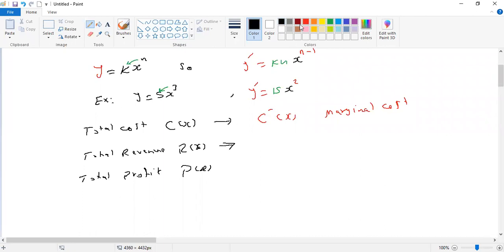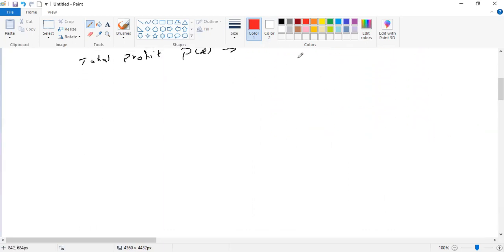Marginal cost is the change in total cost with respect to the number of units produced. And here the same: R prime is marginal revenue. And also for the profit, P prime of x is marginal profit. Example.